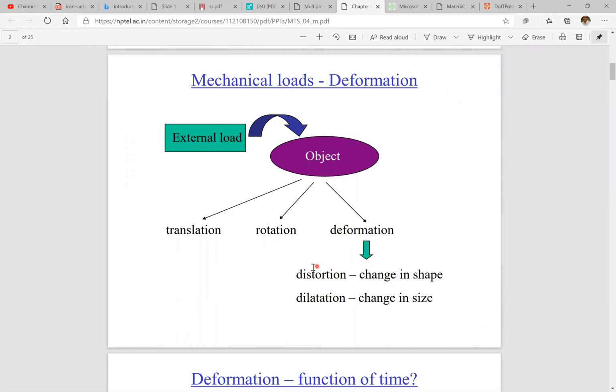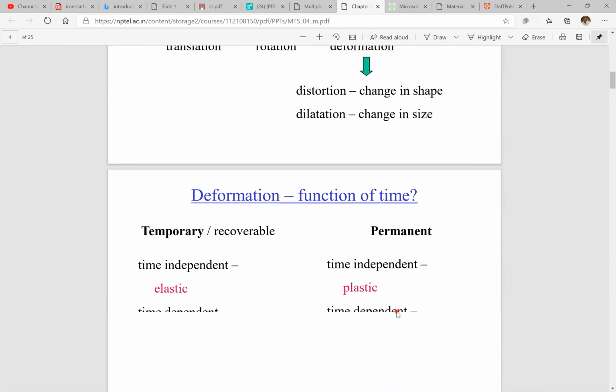If you choose the deformation process, deformation is the combination of distortion and dilation. Distortion is the change in shape, and dilation is the change in size. So this is your deformation process. Deformation has two aspects, distortion and dilation. Distortion is the change in shape, and dilation is the change in size.